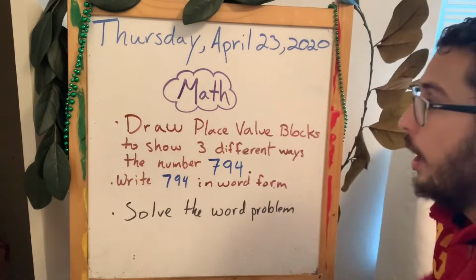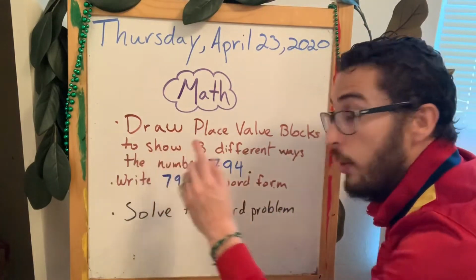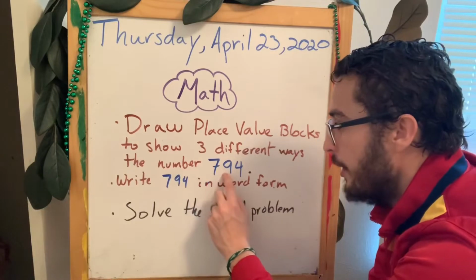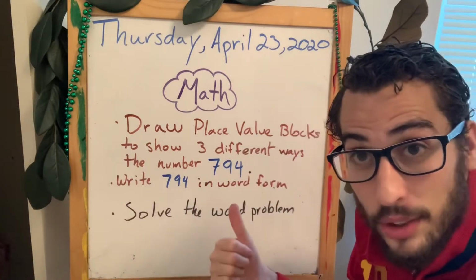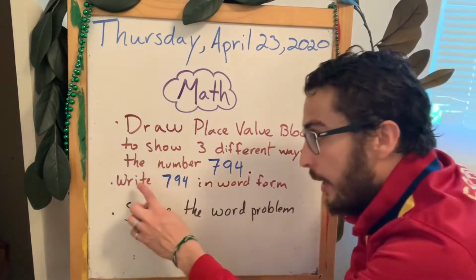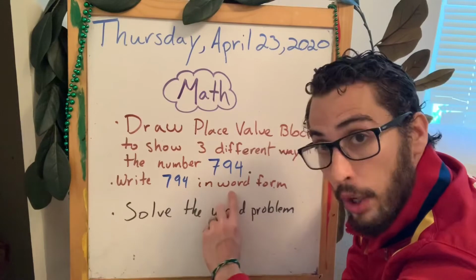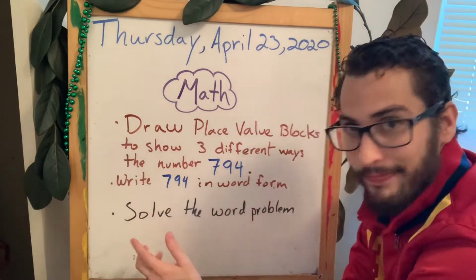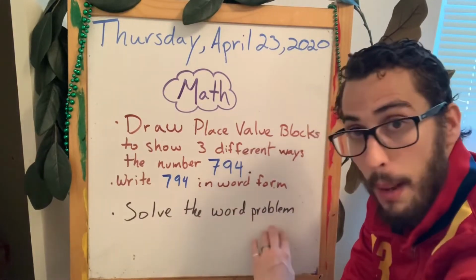On math, we're going to draw place value blocks to show three different ways the number 794. Así que el número del día de hoy es 794. Then you're going to write 794 in word form. ¿Entendimos? Y al final, like always on this week, you're going to solve the word problem.